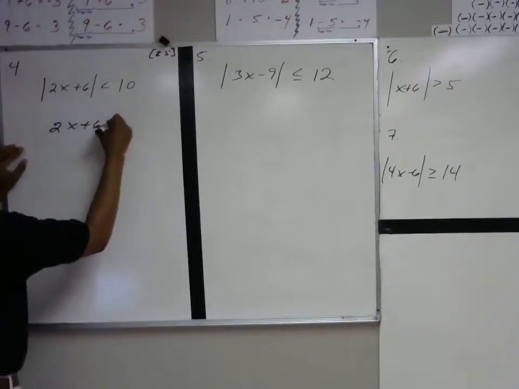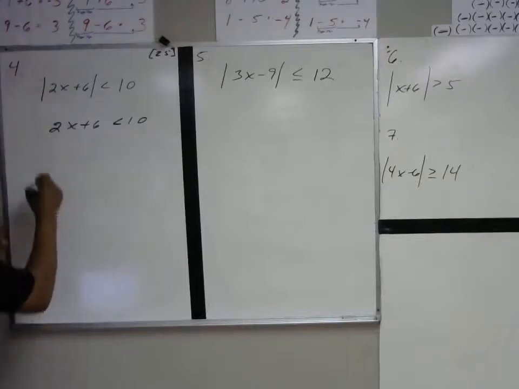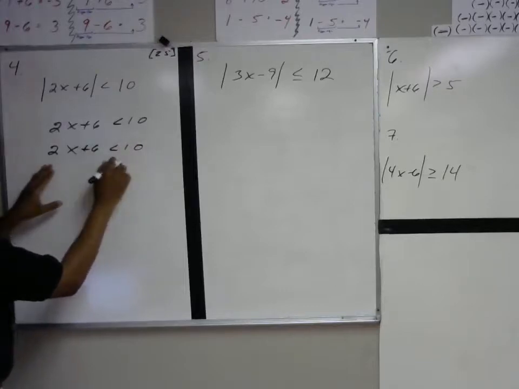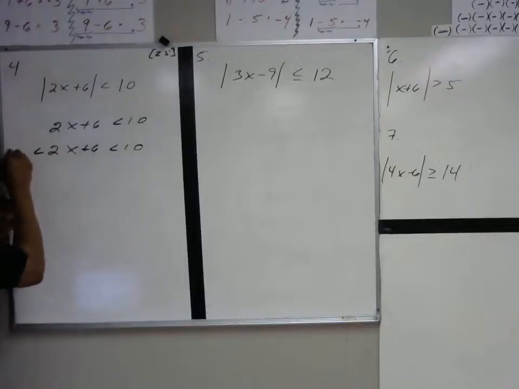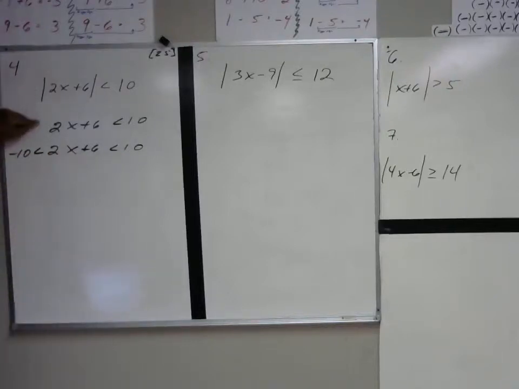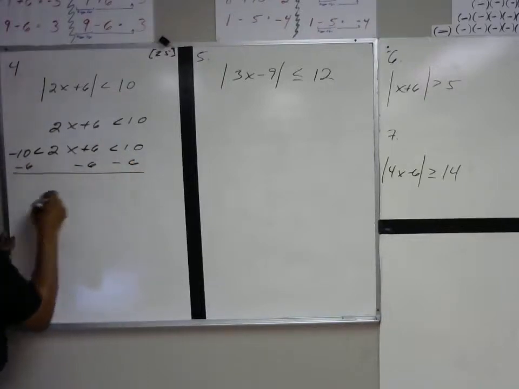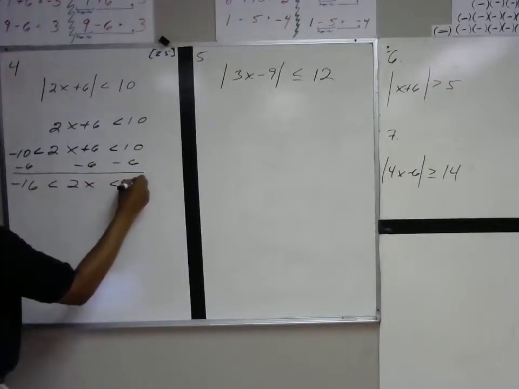So we have the absolute value of 2x plus 6 is less than 10. After the absolute values are removed, we're going to add another less than sign on the other side and the opposite of this value, so negative 10. You'll get this whole thing, which is basically going to become a line segment. So let's solve for x by subtracting 6 from all sides. We'll get negative 16 less than 2x less than 4.